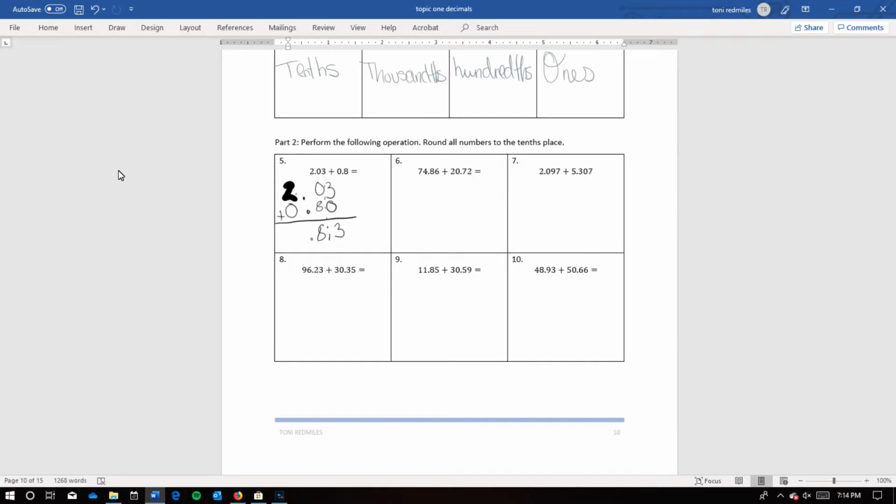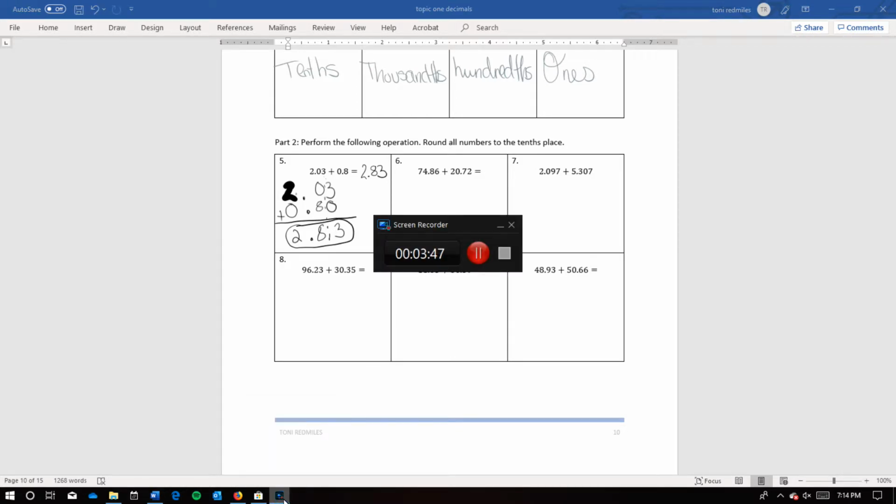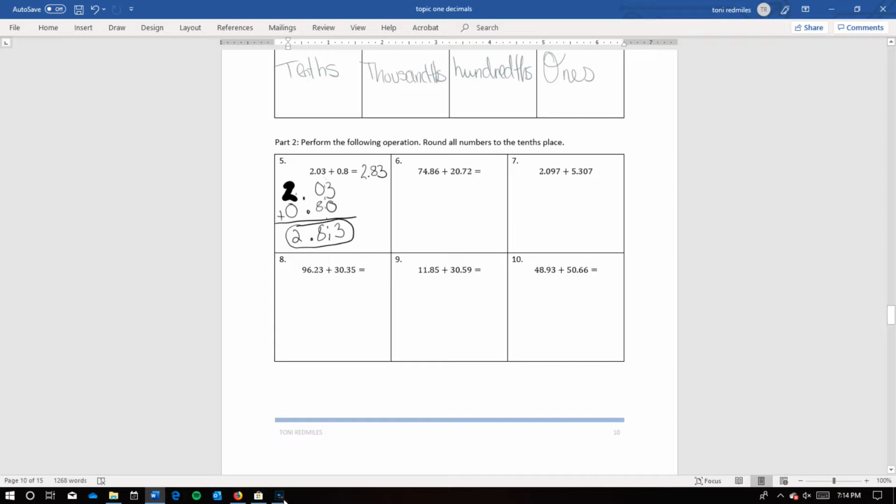Bring down my decimal. Look how super organized and neat I am. One of the hardest things I had to get used to in math, because I'm not a neat writer by nature, I tend to do math with numbers all over the place, is that you have to be super organized with this kind of stuff. With decimals, if you don't line up, if you're not neat, you run the risk of making more mistakes.